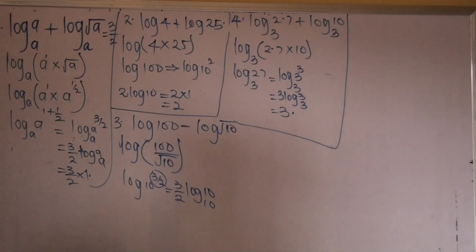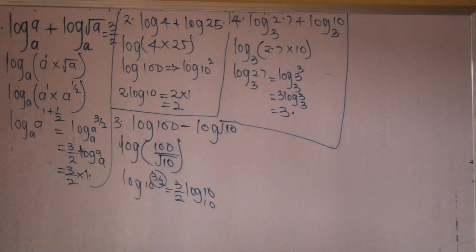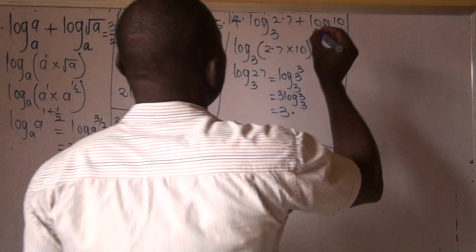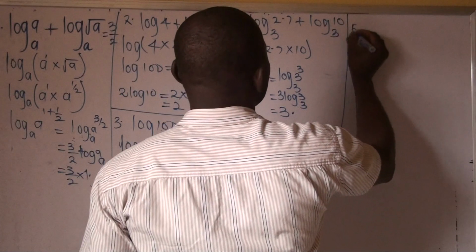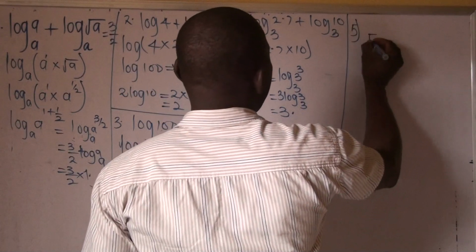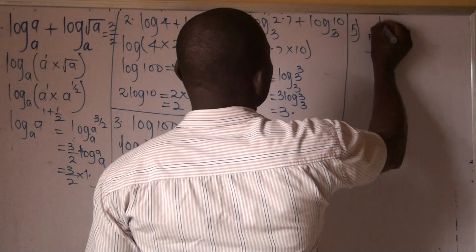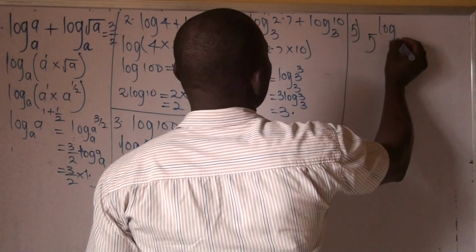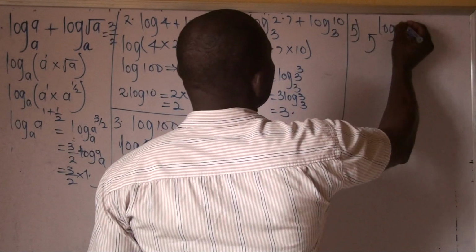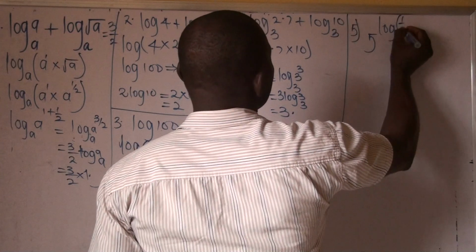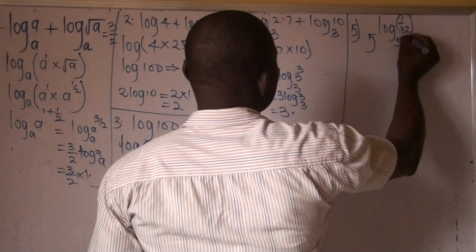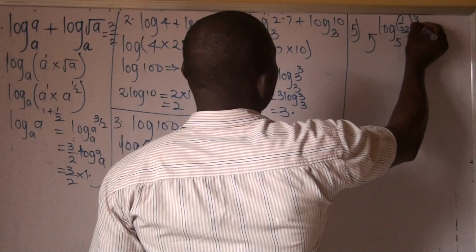Now let's look at number 5. The question says, if we have 5 raised to the power of log base 5 of 1 over 32 raised to the power of 1 over 5.